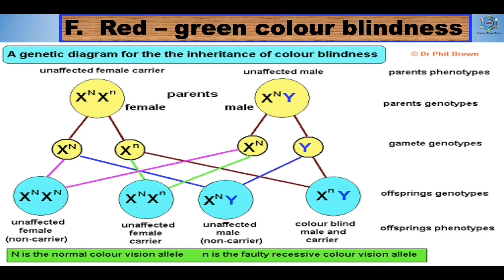So here, if a carrier female crosses with an unaffected male, then in the offspring there are four types: unaffected female, non-carrier, 25%; unaffected female, that means carrier, which is also 25%; unaffected male, which is non-carrier, 25%; and the colorblind male, 25%. So this is a genetic diagram for the inheritance of color blindness.